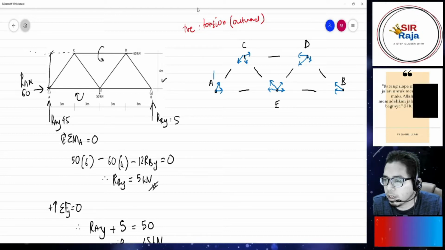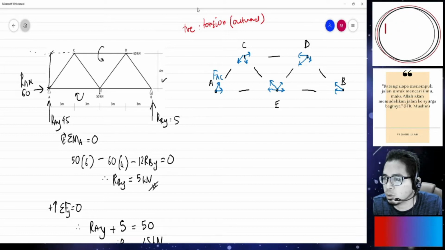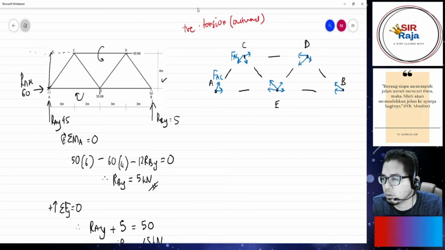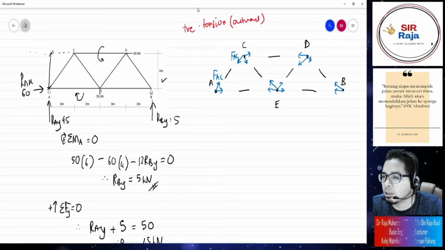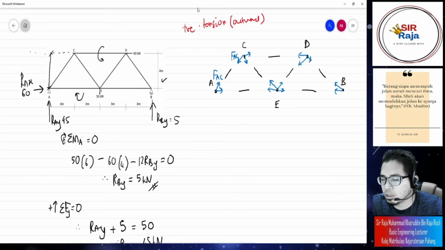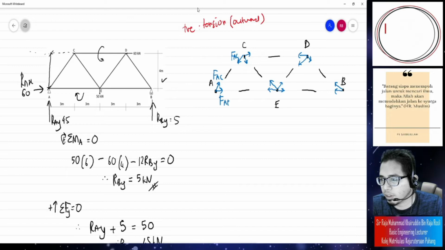And then the label here, the force here, we're just gonna label with FAC, for A to C. So if we have FAC here, therefore this one also is FAC. It will have the same value and the same direction, so they're gonna use the same name. You can use FCA as well, but that's gonna make things complicated. So we want to make things simpler, so we just use FAC. The same goes here, FAE.